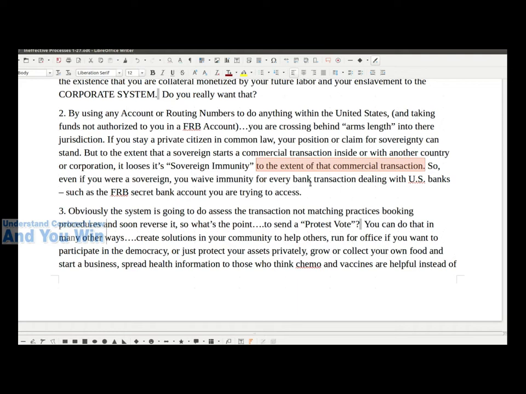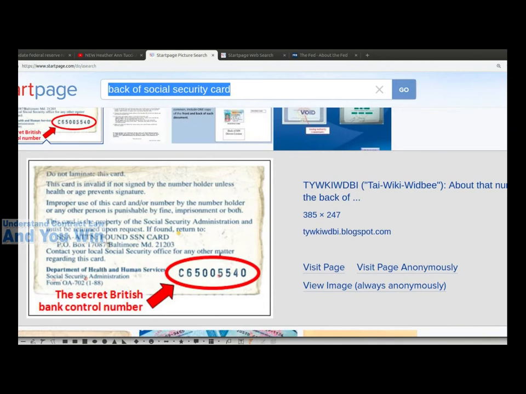If you have beyond minimum contacts, through basically creating a habit or a routine of accepting that jurisdiction, then you lose your sovereign immunity. Go to Google, type in minimum contacts.